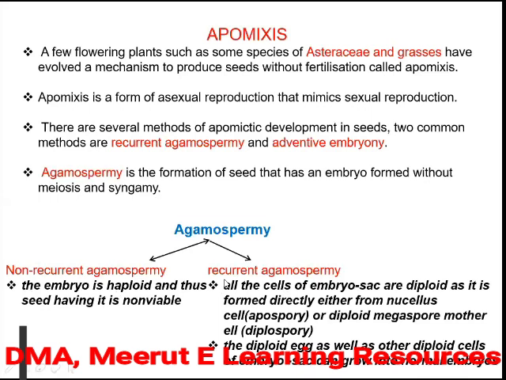But in case of recurrent agamospermy, all the cells of the embryo sac are diploid, as it is formed directly either from the nucellus, which is a diploid cell, and this is called apospory, or from the diploid megaspore mother cell. Here, the diploid megaspore mother cell does not go into meiosis. So it remains diploid and enters into the embryonic stage. This is what is called diplospory. The diploid egg as well as other diploid cells of the embryo sac can grow into normal embryos. So this is the viable seed. Here viable seeds are produced in recurrent agamospermy.